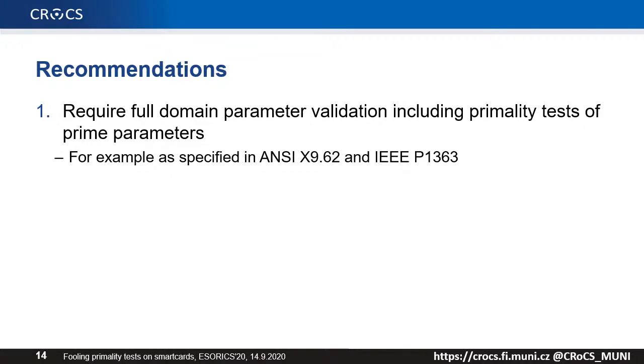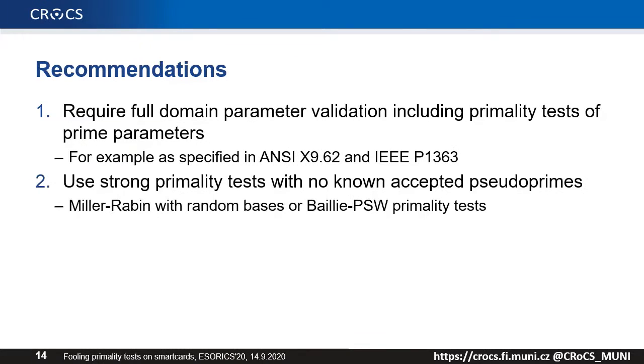Given the issues found, what are our recommendations? So the first one is definitely to require full domain parameter validation, including all the primality tests of all prime parameters. So this is already specified in standards like X9.62. So just use it. The second thing is to use strong primality tests which do not have any known pseudoprimes, either Miller-Rabin with random bases or potentially even the Baillie-PSW primality test.